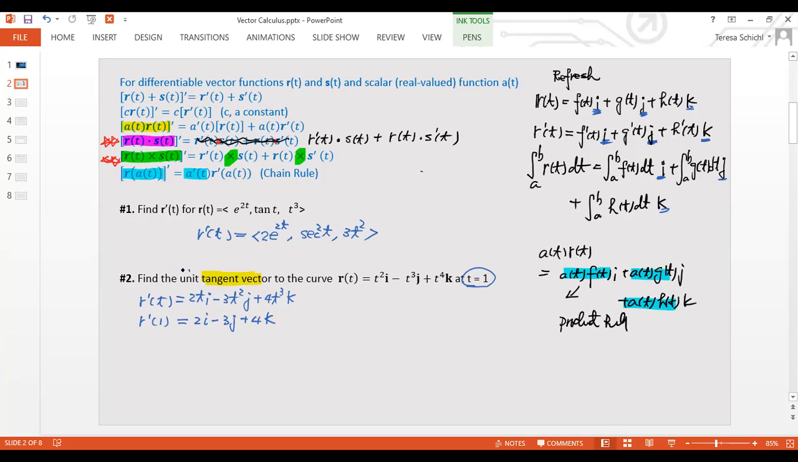Okay, now because they want to find the unit vector, that means you need to find the length of R prime(1). What is the length of R prime(1)? It is the square root of 2 squared plus negative 3 squared plus 4 squared, right? And this is my tangent line, a direction vector. So this will be 2i minus 3j plus 4k here. So the bottom is square root of 29. So this is 2 over square root of 29 i minus 3 over square root of 29 j plus 4 over square root of 29 k, right? So this will be our unit tangent vector here.